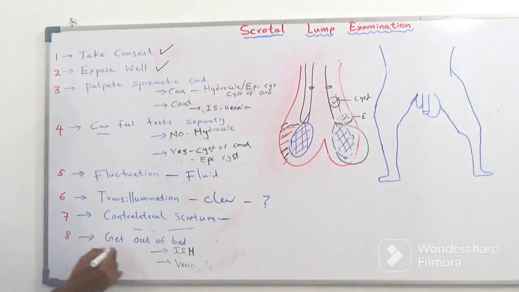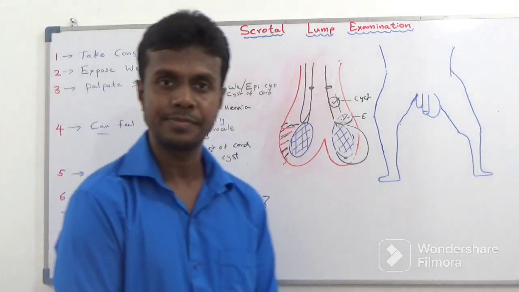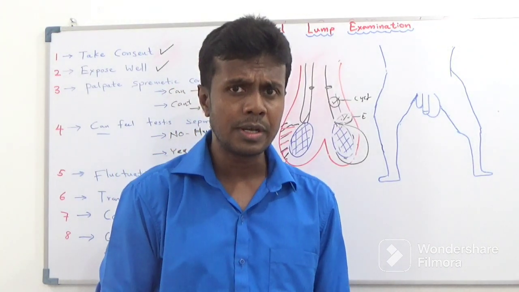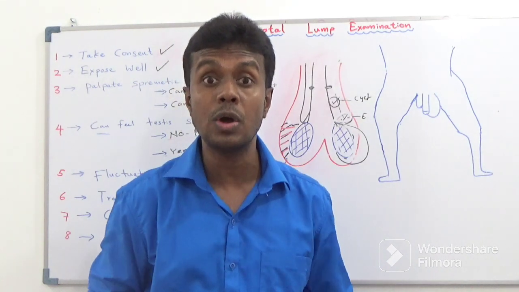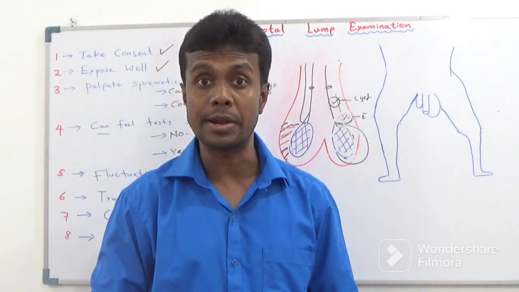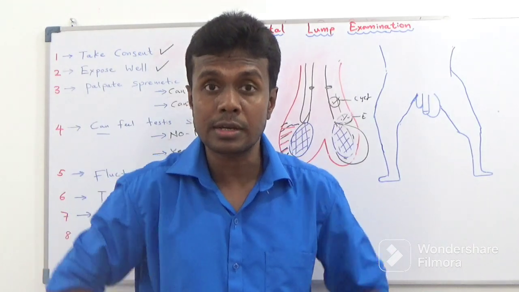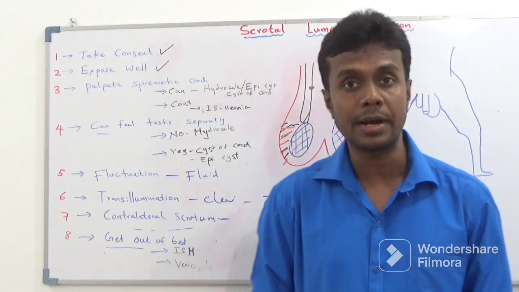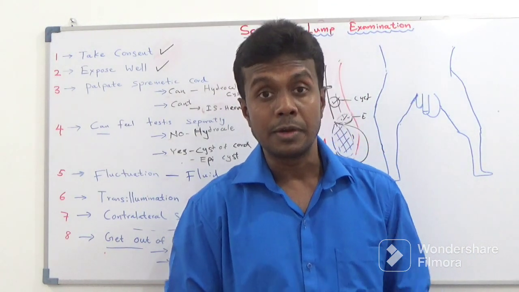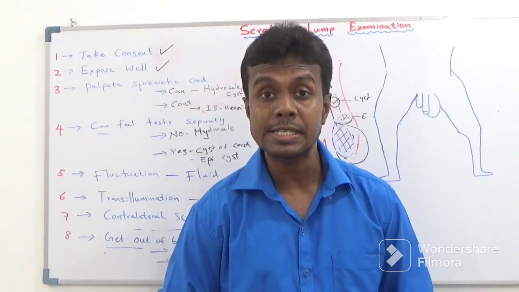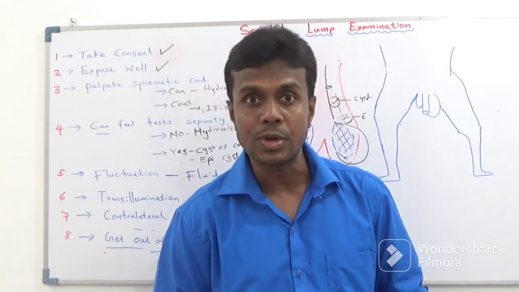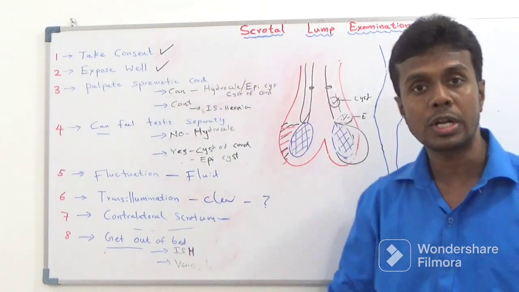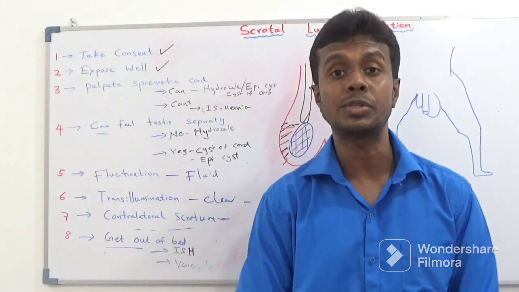Next one, number 8. Ask your patient to get out of the bed. Can you stand for me? Then the patient is standing. What are you going to look for? If your patient has a hidden inguinal hernia, it can become obvious now. Why? Now the sac can easily come down. Not only that, you can also see dilated veins in the scrotum, varicoceles. So you can identify varicoceles and inguinal hernia by asking your patient to stand up.